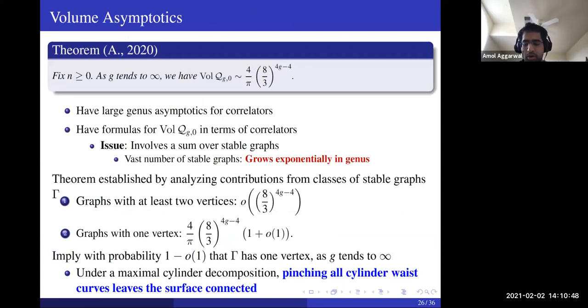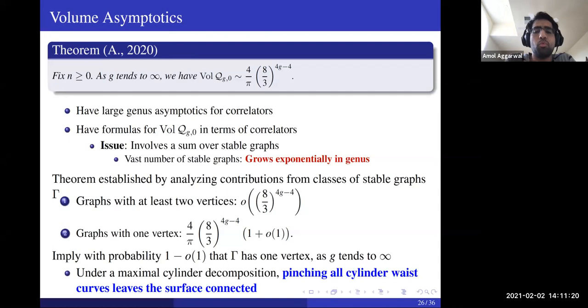Okay, so now I can try to explain a little bit more on what's going on here. As I said before, we have this volume asymptotic for the volume of this moduli space of quadratic differentials. So we have the large genus asymptotics for the correlators. We have formulas for these volumes in terms of the correlators. Of course, the issue is that I have this sum over stable graphs, and the number of stable graphs is just huge. It grows exponentially in the genus. That's a technical difficulty, but one could overcome this.